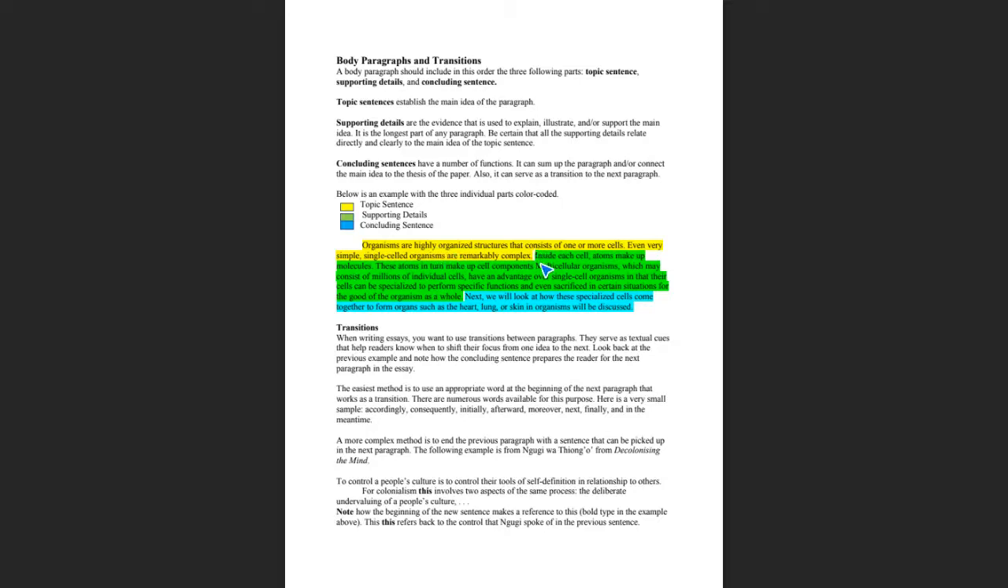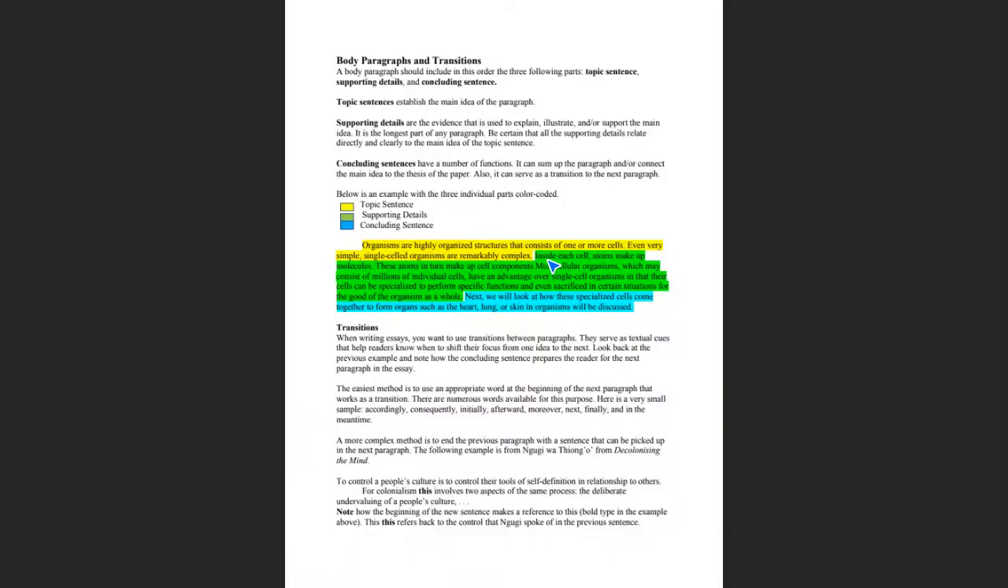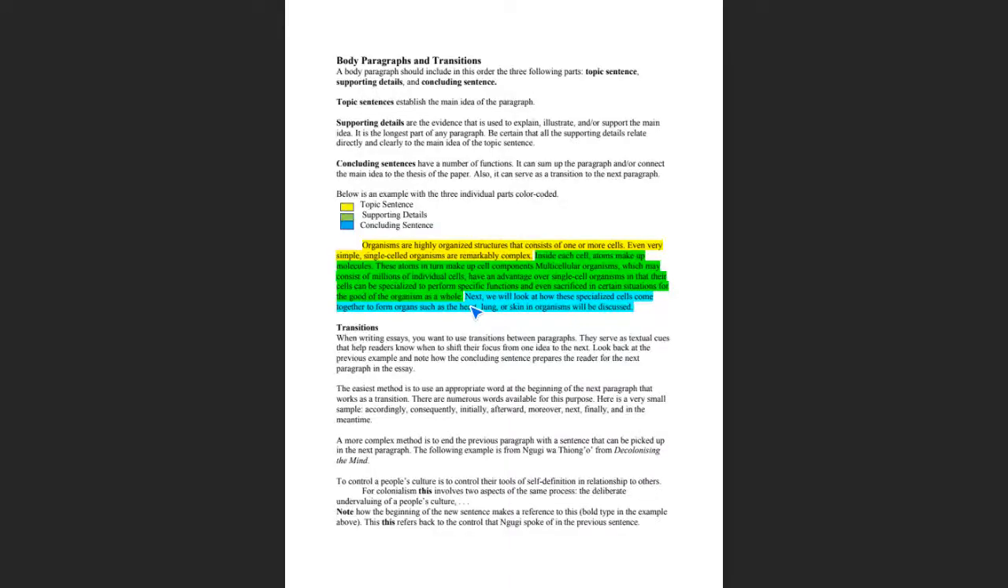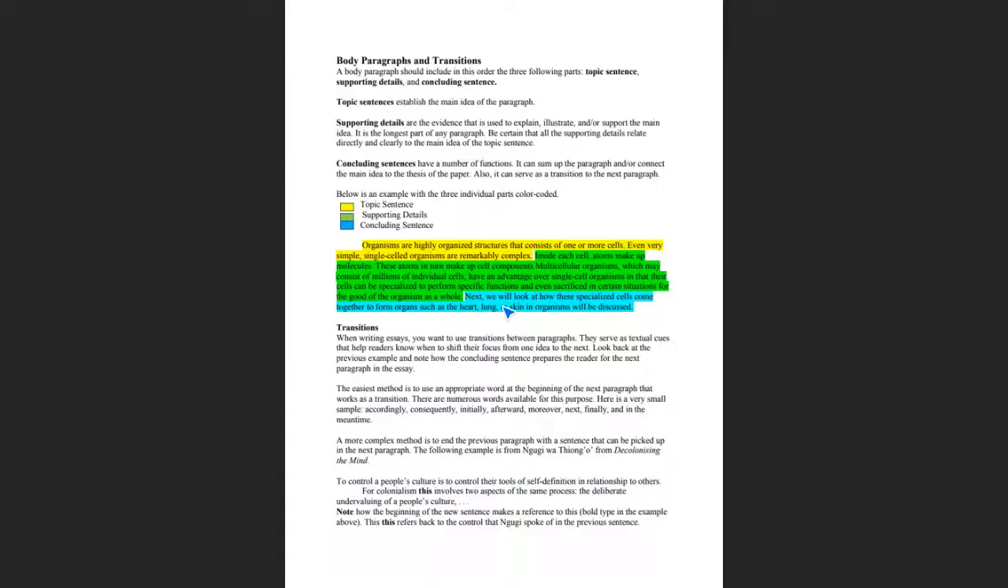But then here's the supporting detail that explains and illustrates that topic sentence. Notice how this part is the longest part of the entire paragraph, and notice how it goes into more detail. And then you look at the last sentence, which is in blue, and this is the concluding sentence. I'll read this one: Next, we will look at how these specialized cells come together to form organs such as the heart, lung, or skin, and organisms will be discussed.